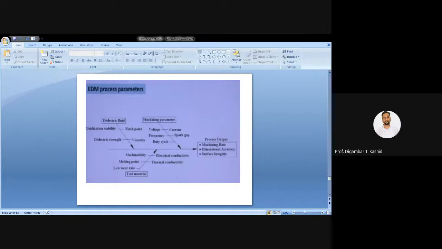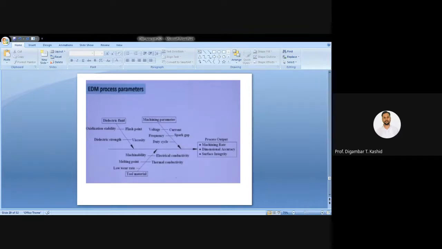There are different process parameters for this EDM process. Here I have mentioned some process parameters. You can see this is a fishbone diagram of the EDM process parameters. So the first parameter is dielectric fluid. This is the first parameter, dielectric fluid.